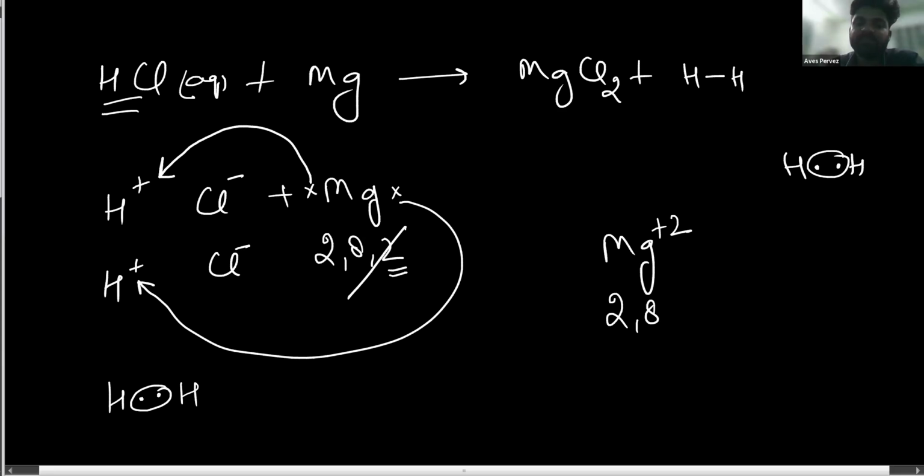What is happening here is that the metals are donating their electrons, because metals are good electron donors. Metals are donating their electrons to the H plus ions of acids. What would happen when H plus ions get the electron?